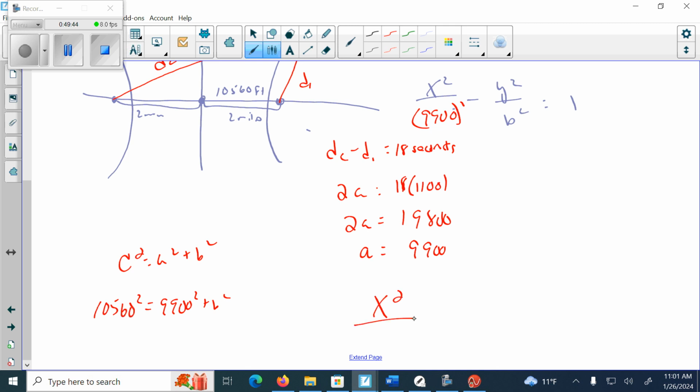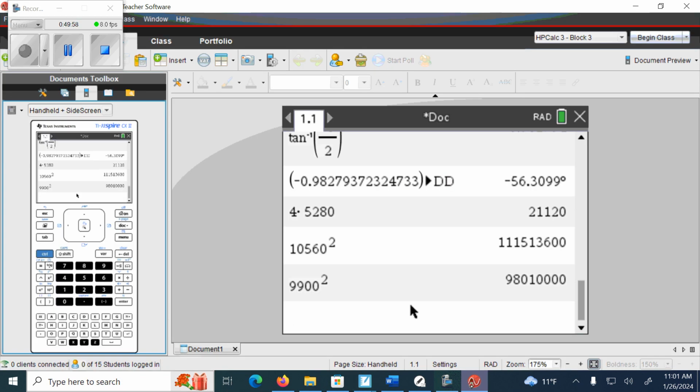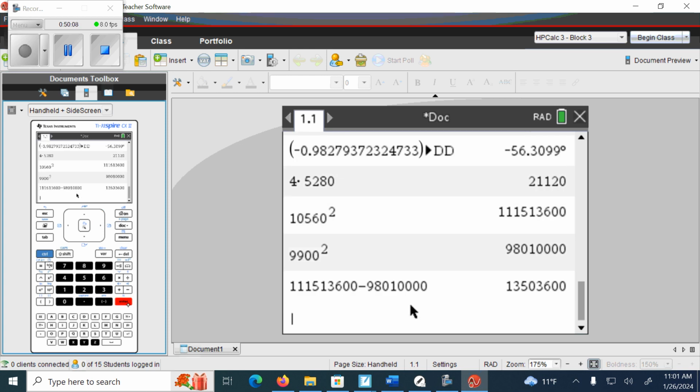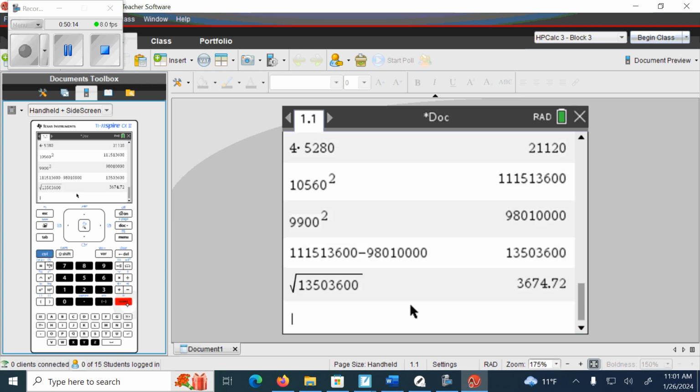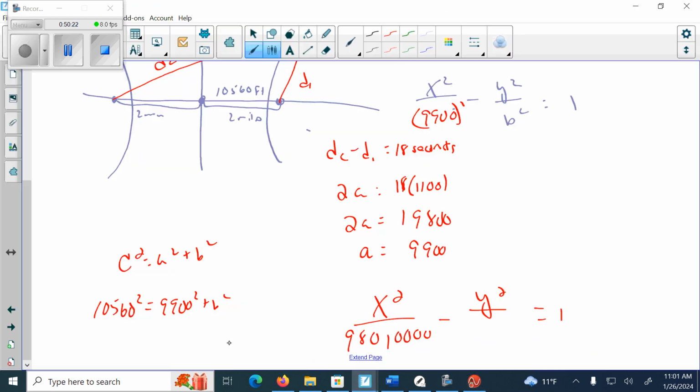So I'm going to do x squared, and then that 9,900 squared is going to be 98,010,000. And then y squared. And then here I'm going to take c squared minus this, and then take the square root of that. Oh, you know what? I didn't need to take the square root because I don't need to know b. I do need to know b squared. So that was wasted work. So I am going to put that under my y squared.